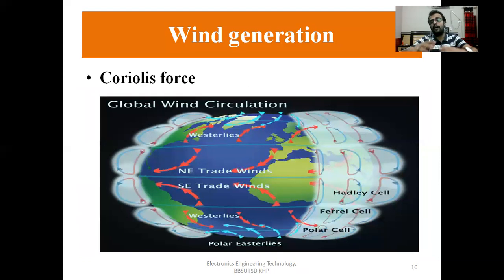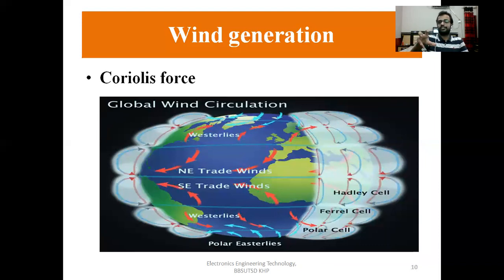Okay, now after uneven solar heating we have the Coriolis force. It's important. Coriolis force, the Earth's self rotation. In this picture there are some different cells, and I can explain each and everything. The Earth's self rotation is another important factor to affect wind direction and speed. The Coriolis force is generated from the Earth's self rotation.